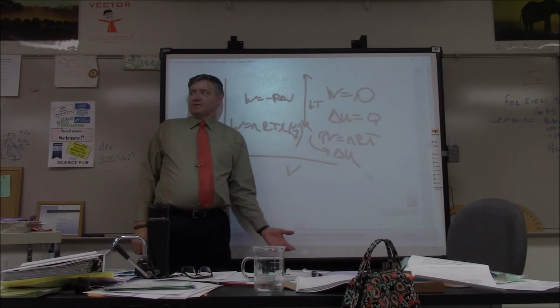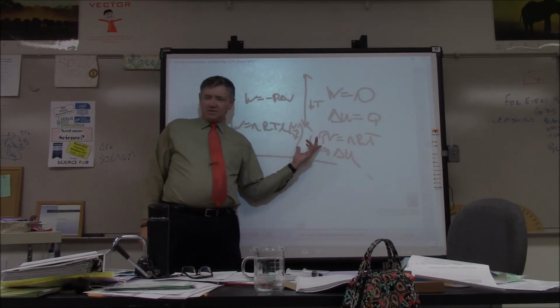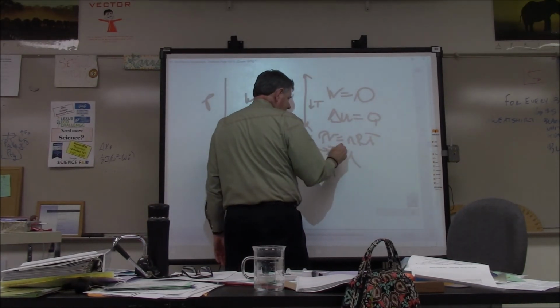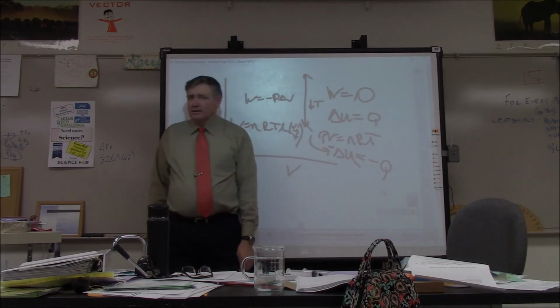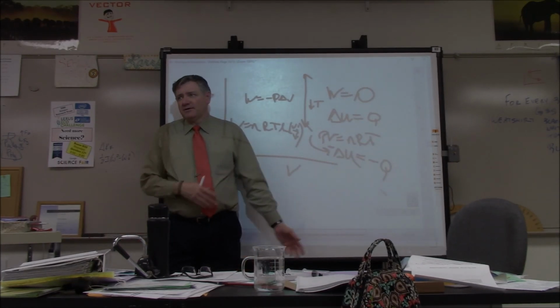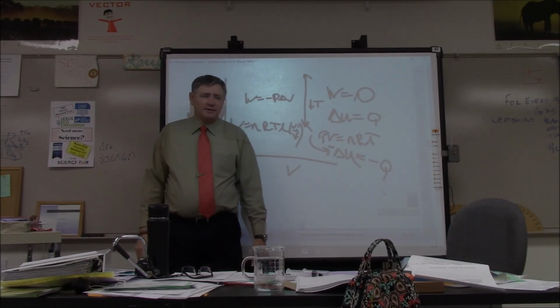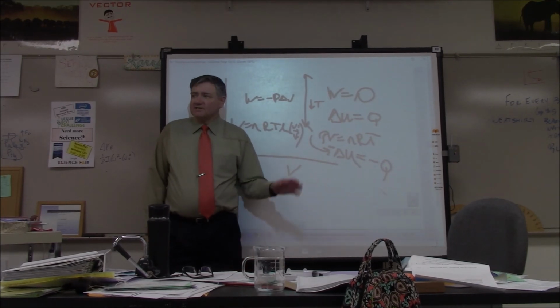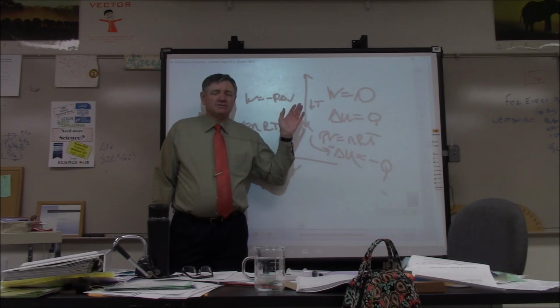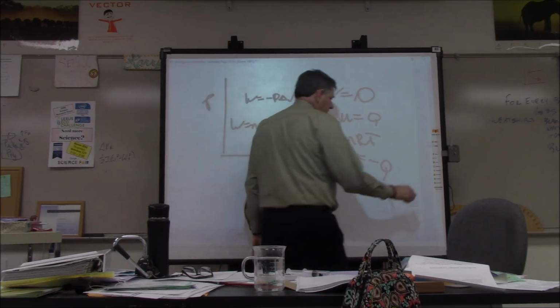Negative, because I'm dropping my temperature, right? My final temperature is going to be less than my initial. So I'm going to have a negative delta U. Guess what? That means I'm going to have a negative delta Q. So is energy going to flow in or is energy going to flow out? Energy is going to flow out. That's it. Okay? So I promise you on the test, here's what's going to happen.